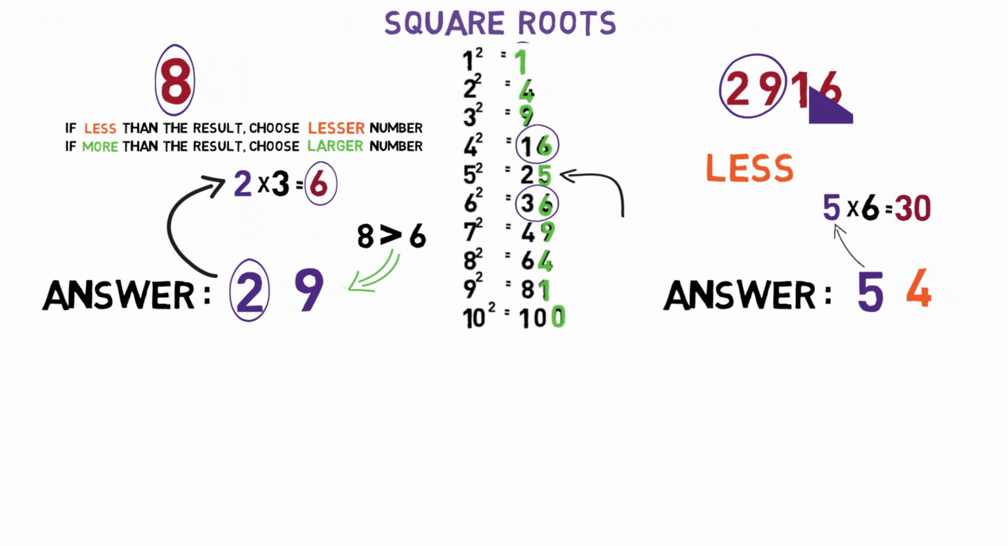And that's it, a simple trick to figure out square roots of large numbers. Now let us move on to cube roots. It is the same in a lot of ways, just a lot easier and quicker.